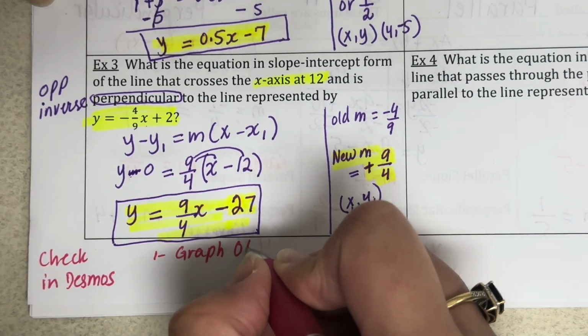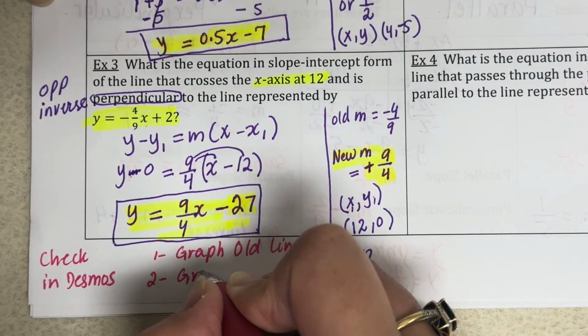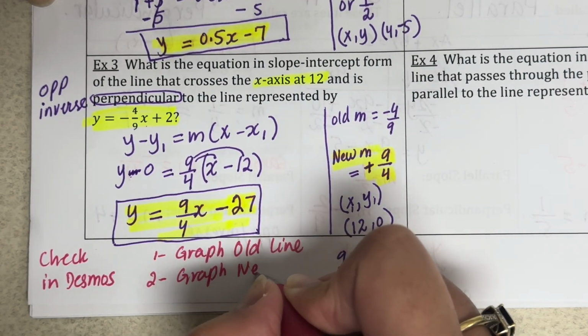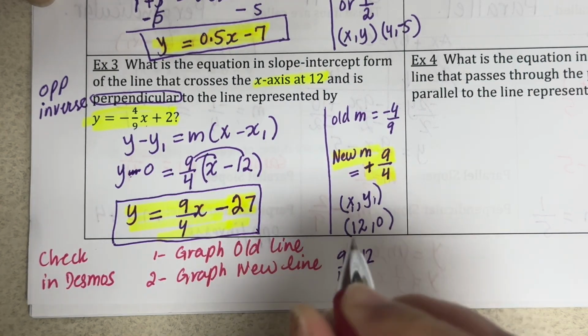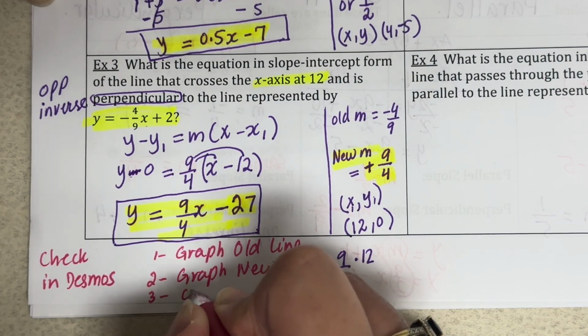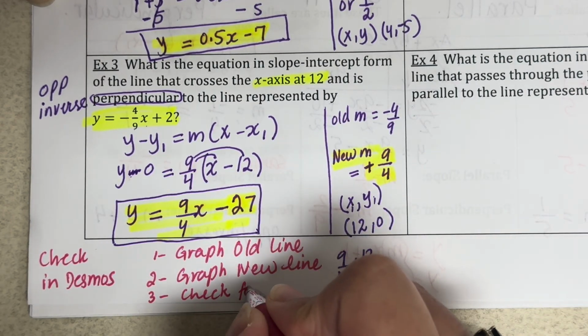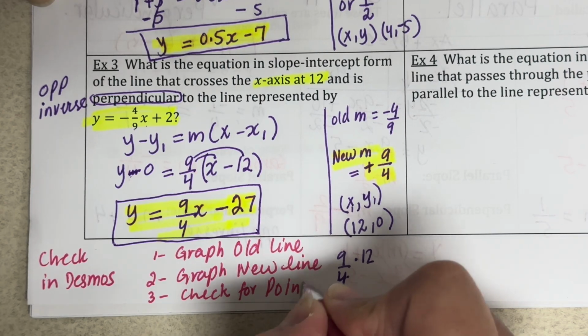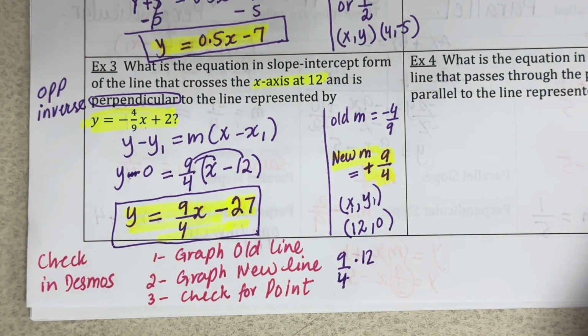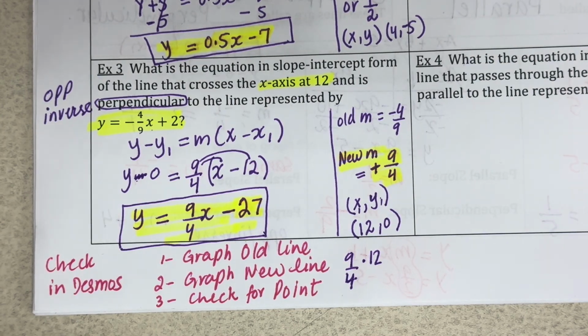First, graph the old line. Second, graph the new line. Look for their relationship, whether it's perpendicular or not. And third thing you're going to check is the point. Either x-intercept or 4, -5, whatever the point is given to you in your question. So few simple things and you should be done.